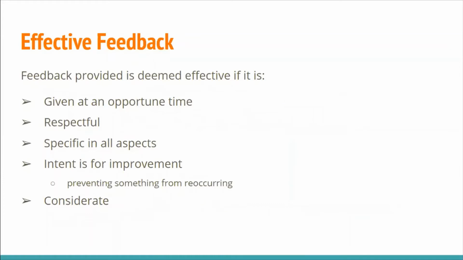Feedback provided is deemed effective if it is given at an opportune time, such as soon after the occurrence of the targeted behavior, respectful, keeping it professional and not assessing personal traits, specific in all aspects, what needs to be improved, such as the task or behavior, intent is for improvement, which is preventing something from reoccurring, and considerate, which is being mindful of the receiver's feelings when conveying constructive criticism.